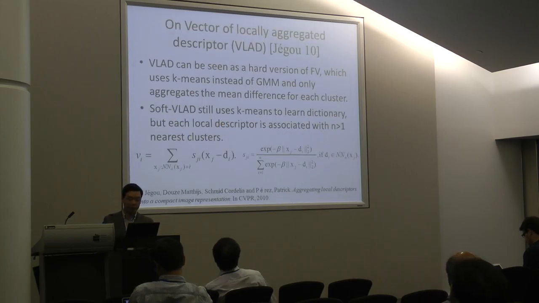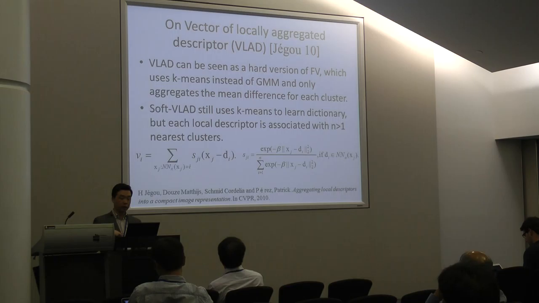Okay, another thing I want to say is about VLAD. VLAD, just as you said, is the simplified and hard version of the Fisher Vector, which uses k-means to replace GMM, and also accumulates the mean difference of each cluster. We also tried another VLAD, a soft version, which still uses k-means to learn the dictionary, but each local descriptor is associated with more than one cluster. So each descriptor can work for multiple clusters, as given by this equation, similar to the soft assignment of the VQ version.